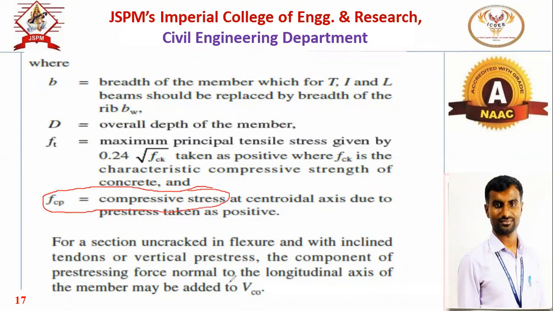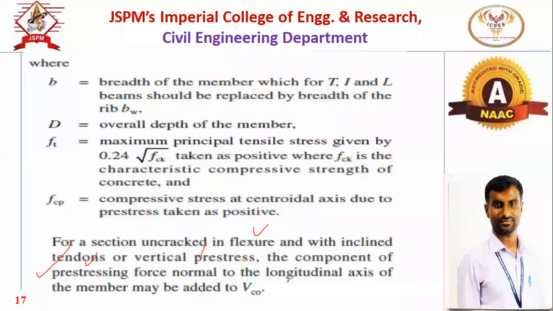We have to find out the compressive stress, that is FCP. So for a section uncracked in flexure with inclined tendons or vertical pre-stress, okay, for a section uncracked in flexure, or uncracked in moment of resistance, with inclined tendon or vertical pre-stress, the component of pre-stressing force normal to the longitudinal axis of member may be added to V.